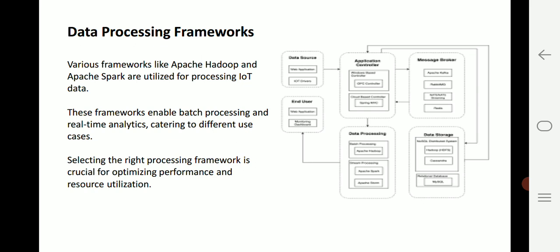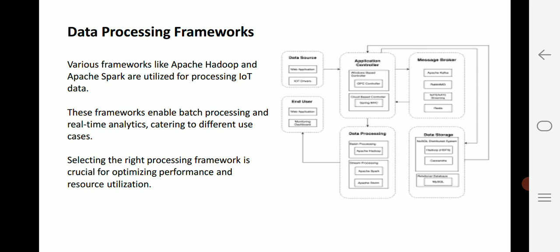So basically there are two types. Here I'm telling for example, one is Apache Hadoop and another one is Apache Spark. These are two used in processing IoT data. These frameworks enable batch processing and real-time analytics, catering to different use cases. Selecting the right processing framework is crucial for optimizing performance and resource utilization.